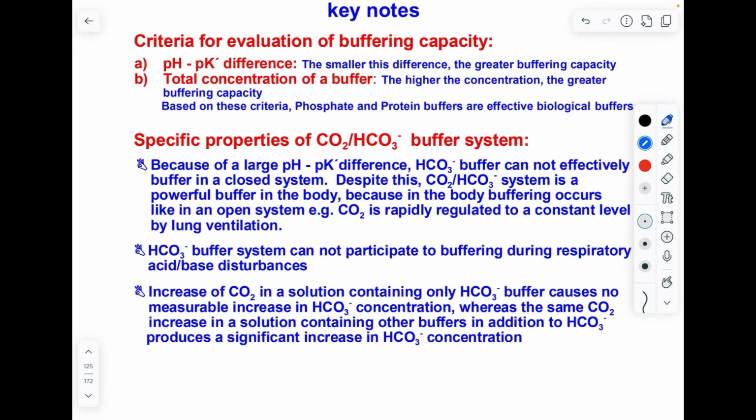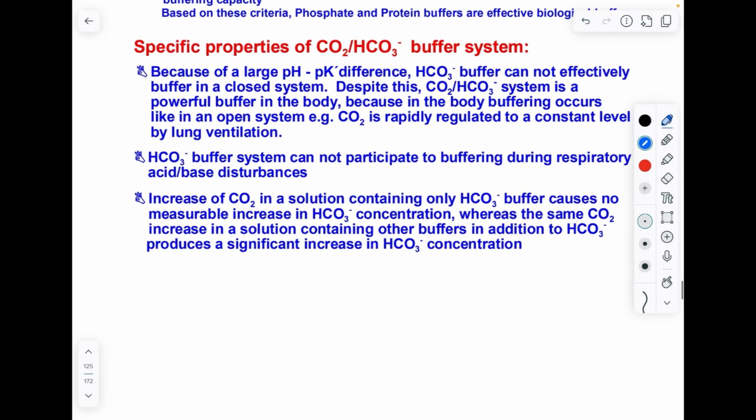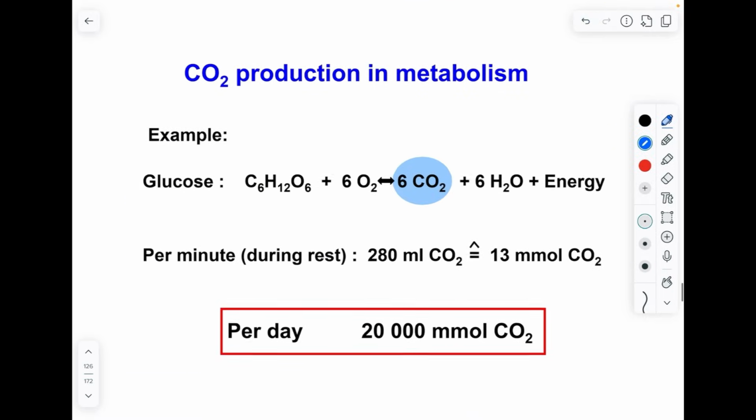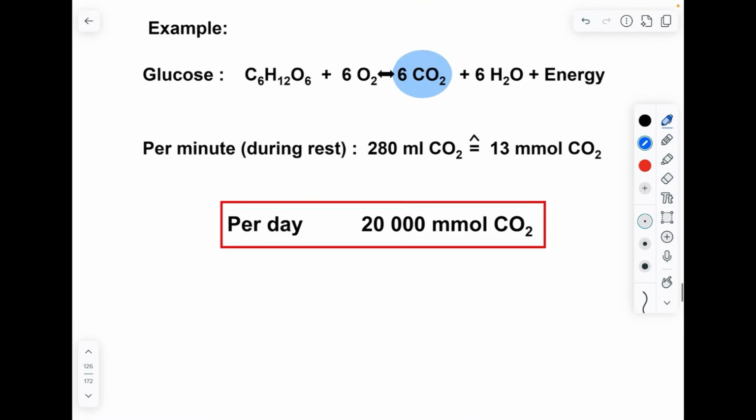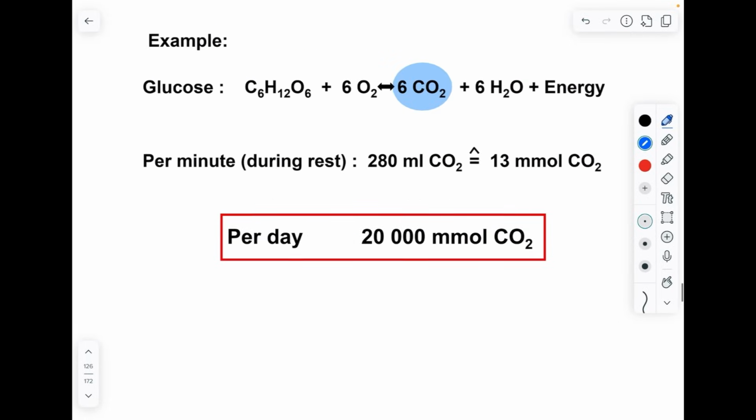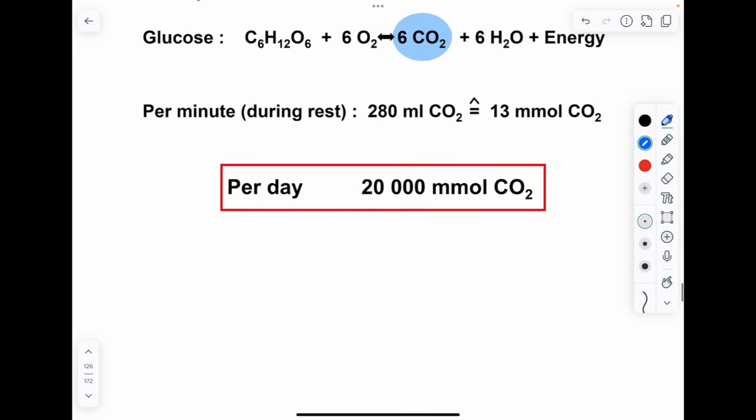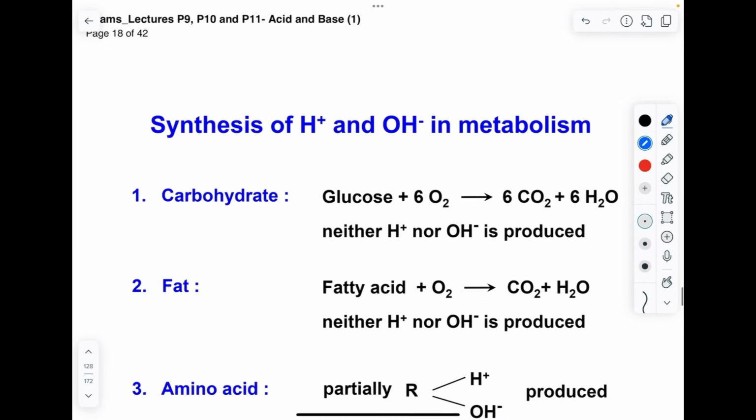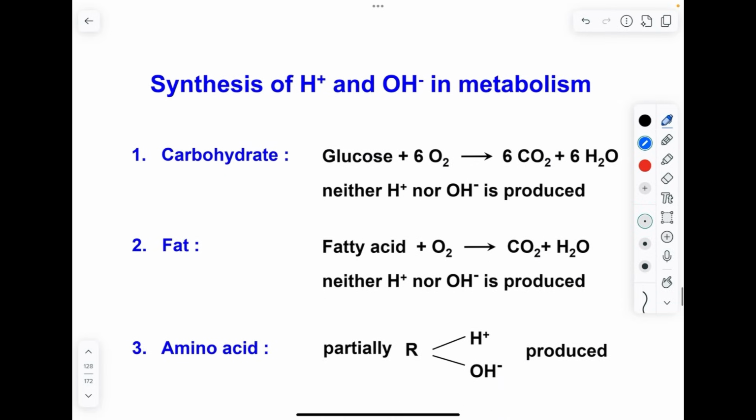Also here, last thing is, as we said, if we have only bicarbonate, increase of CO2 does not increase much bicarbonate, but since we have other buffers, it increases a lot. Okay. Now we produce a lot of CO2 and it's getting out by lungs. All of this. Okay, so this is where the second lecture begins.